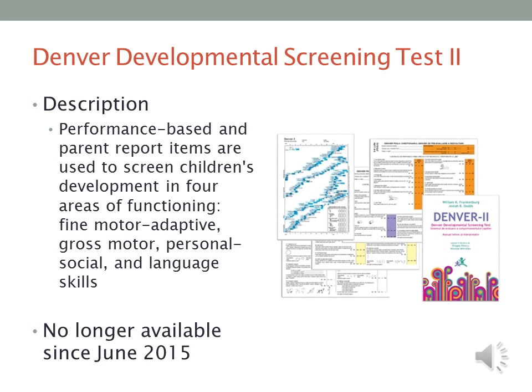The first assessment that I will be discussing is the Denver Developmental Screening Test 2. This assessment uses performance-based and parent report items to screen children's development in 4 areas of functioning: fine motor adaptive, gross motor, personal social, and language skills. Unfortunately, this assessment is no longer available as it was discontinued since June of 2015.